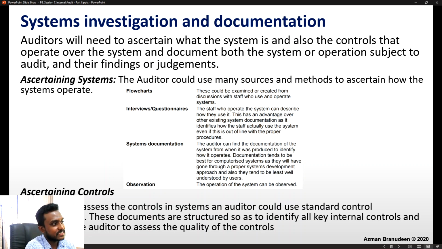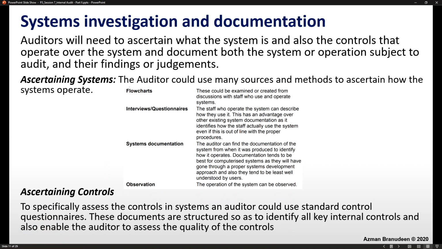If you look at the ascertaining of controls on the other end, these are to specifically assess the controls in systems. An auditor can use standard control questionnaires. These documents are structured so as to identify all key internal controls and also enable the auditor to assess the quality of the controls. So in terms of conducting a systems investigation, you can look at the ascertaining of systems and you can look at the ascertaining of controls. These are the two areas that you can undertake.